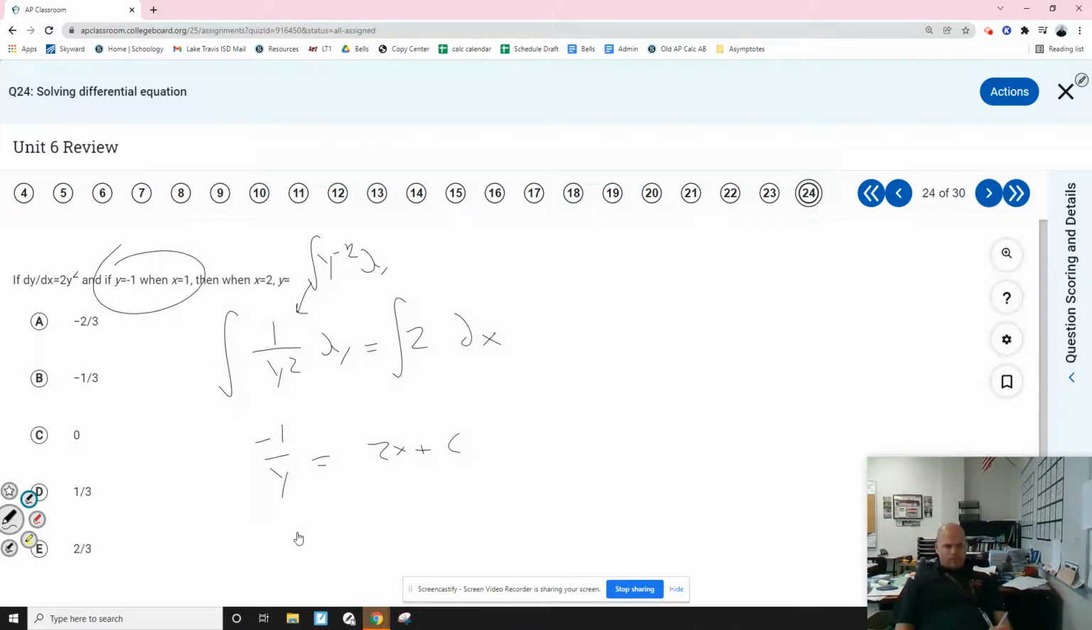1, -1. 1 equals 2 plus c. c is -1. -1 over y equals 2x minus 1. Flip both sides. Take the opposite of both sides. Y equals -1 over 2x minus 1. Plug in 2. -1/3.